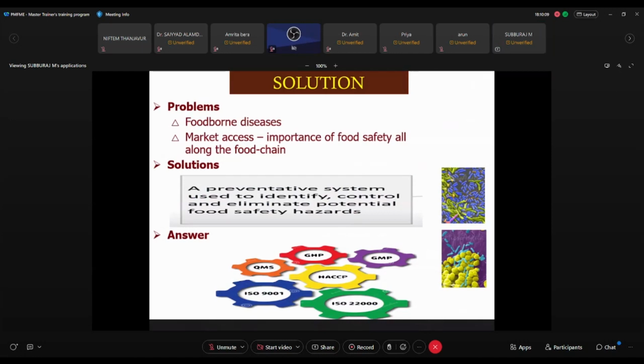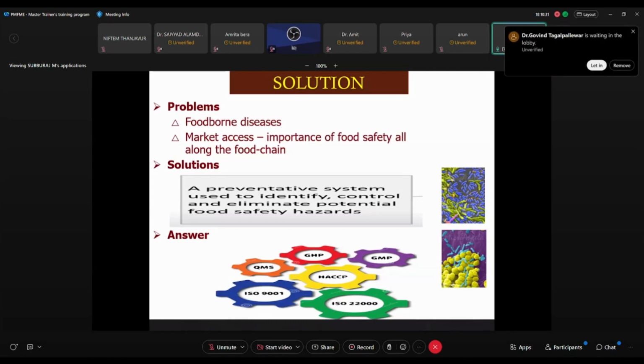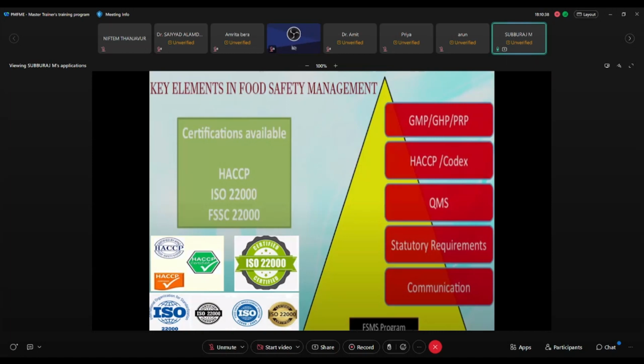This is a very important and serious issue. We have a lot of methods. The first is GHP, good hygienic practices, and GMP, good manufacturing practices, and QMS, quality management system, HACCP, and ISO 9001, ISO 22000, FSMS plan, that means ISO 22000. These are the varieties of methods. Let us see how they are related. These are the very important key elements of a food safety management system.